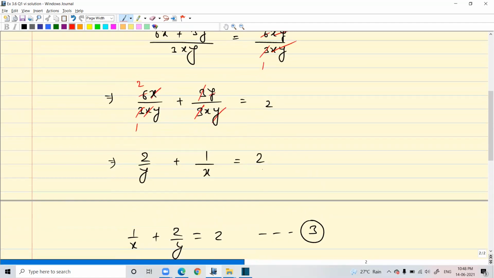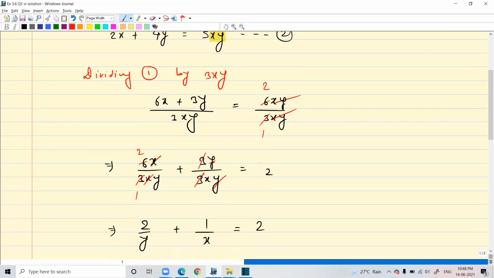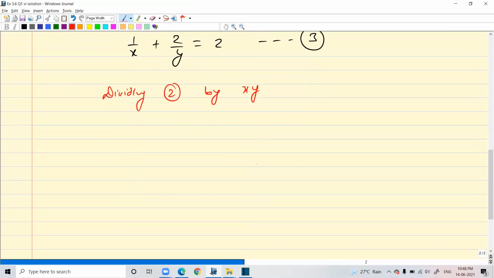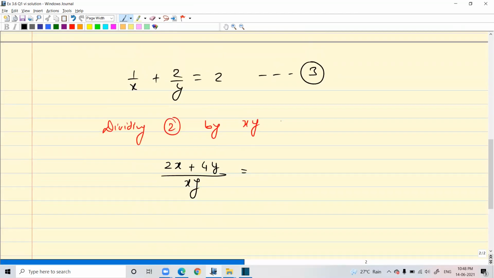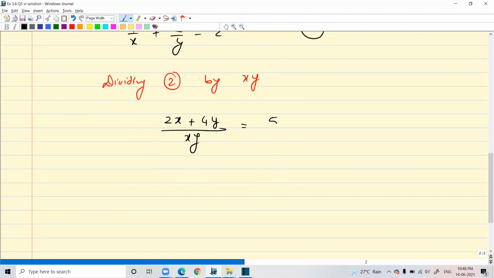Okay, so on the LHS, what did we have? 2x plus 4y, and the whole numerator, the whole LHS, should be divided by xy. What did we have in the RHS? We had 5xy, and we are dividing it by xy. Cancel whatever can be cancelled. xy gets cancelled. Only 5 is remaining in the RHS. And on the left hand side also we'll do the same operation, 2x by xy and then 4y by xy.